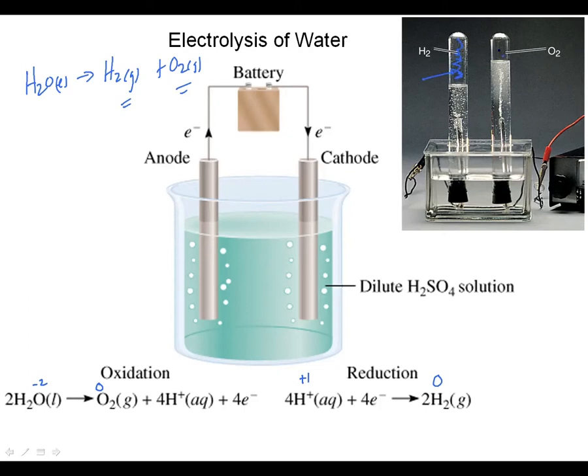We also see something that we perhaps know about water. We get twice as much hydrogen as oxygen. If you think about the formula, you've got twice the hydrogen for every one oxygen. So typically when you run electrolysis of water, you will see twice as much hydrogen being produced as oxygen gas.